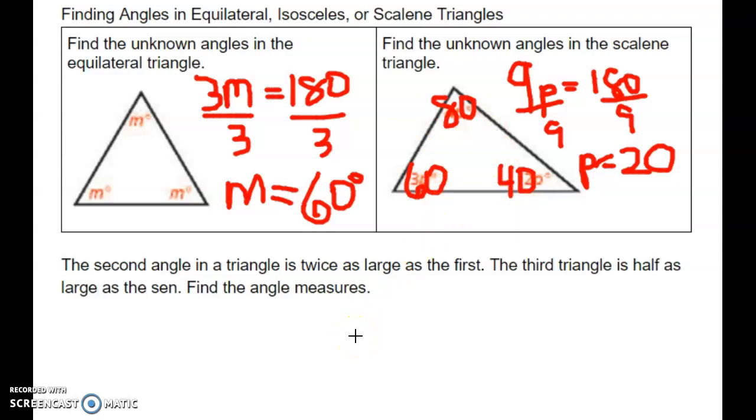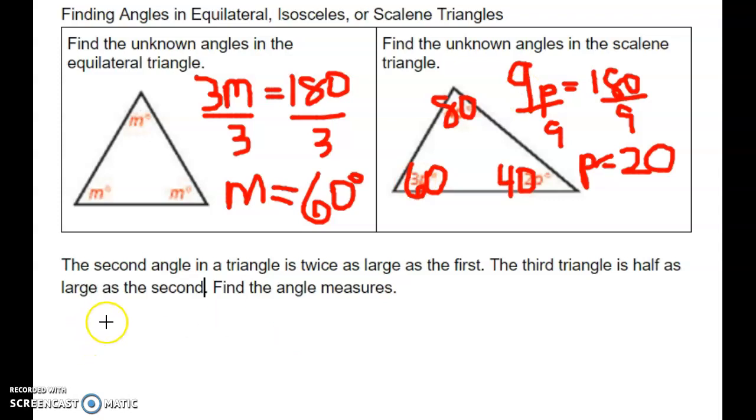Now this last part, well, this is just a word problem, and I'm noticing that I have a typo here. Sorry about that. This should say second. Okay, so it says the second angle in a triangle is twice as large as the first. The third angle is half as large as the second, okay?